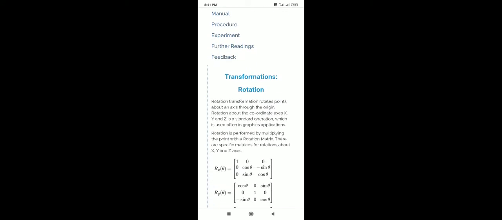Theory. Transformation rotation. Rotation transformation rotates points about an axis through the origin. Rotation about the coordinate axis x, y, z is a standard operation which is used often in graphics applications. Rotation is performed by multiplying the point with a rotation matrix. There are specific matrices for rotations about x, y and z axes.